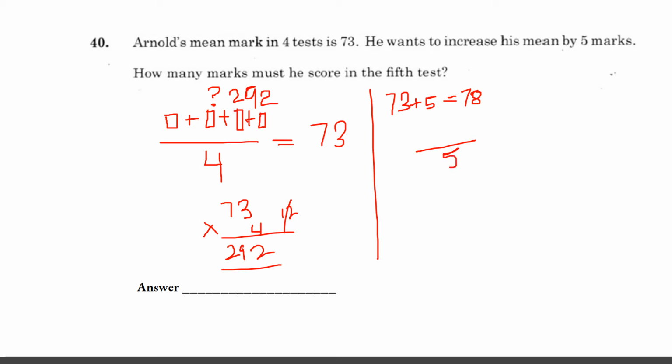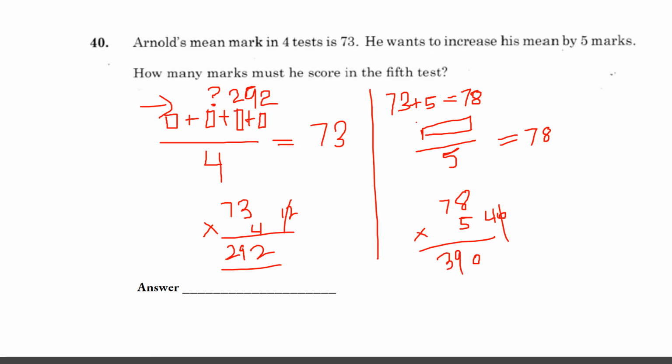We're going to put his score over 5, equal to 78. How much must he score? Just how we found the score he made on this side, the same thing we have to do here. In this case, we would have to multiply 78 by 5. 5 8s are 40. 5 7s are 35, and 4 is 39. So it means that his score must be 390 in order for him to get a mean of 78. So the score is, and the answer is, 390.